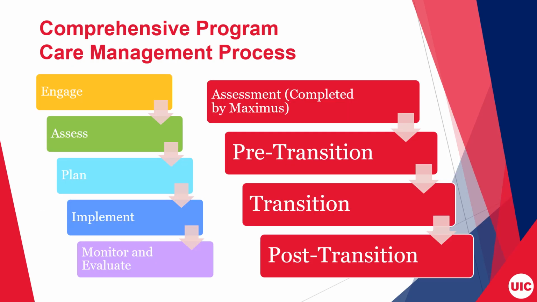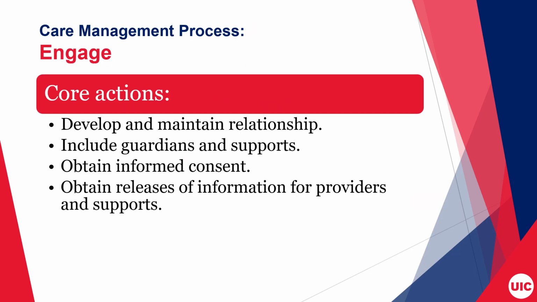Now let's explore how the central processes of care management discussed earlier overlay with the comprehensive class member transition program phases. The prime agency's role in the care management process begins with engagement. The purpose of engagement is to develop and maintain a relationship with the class member. This also includes connecting with the class member's guardian, if they have one, as well as their family or other social supports. A key action within this stage is to obtain effective informed consent.